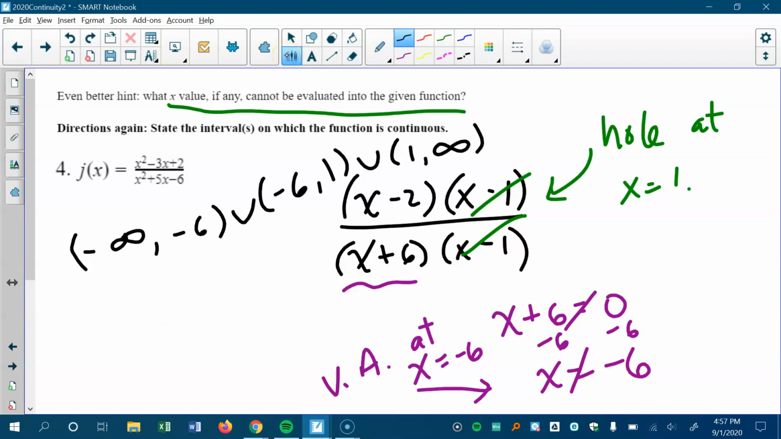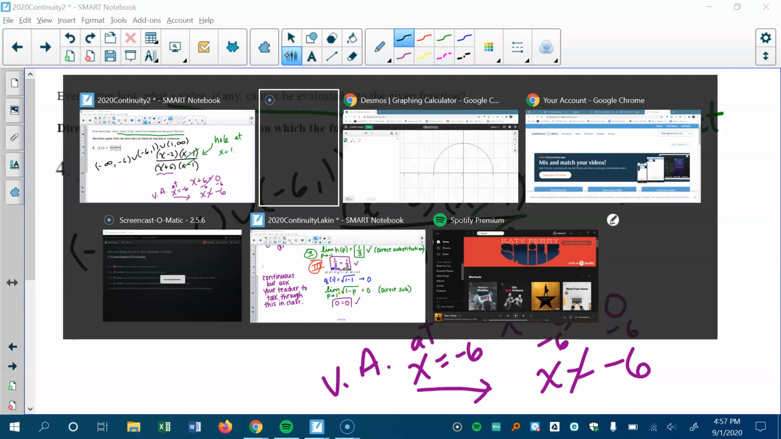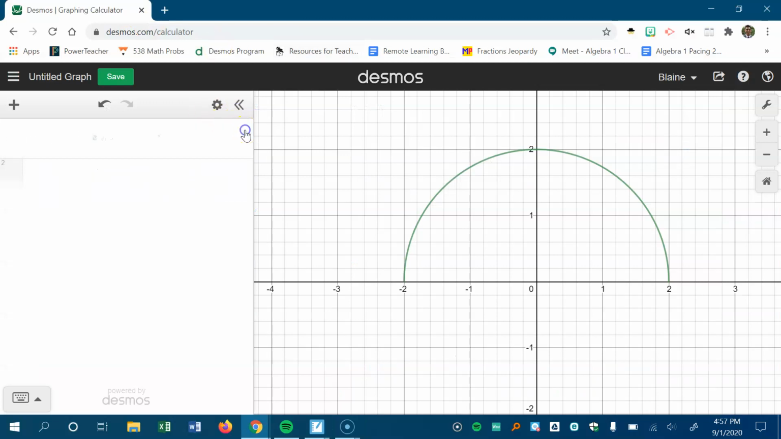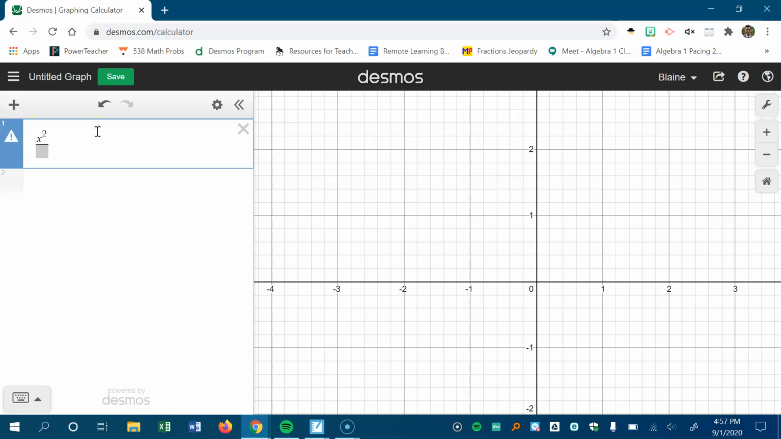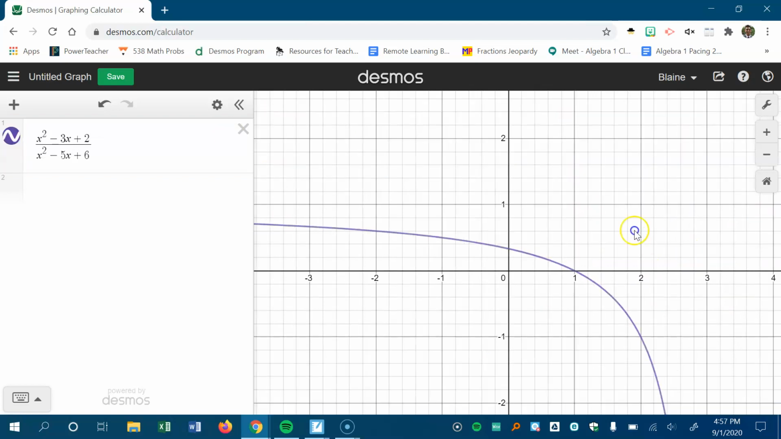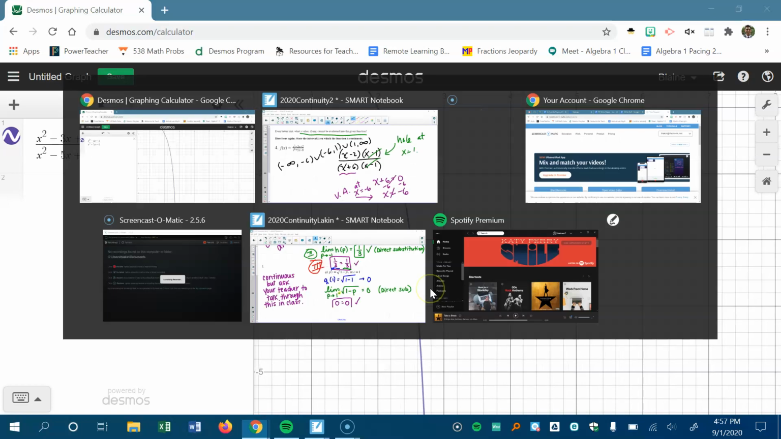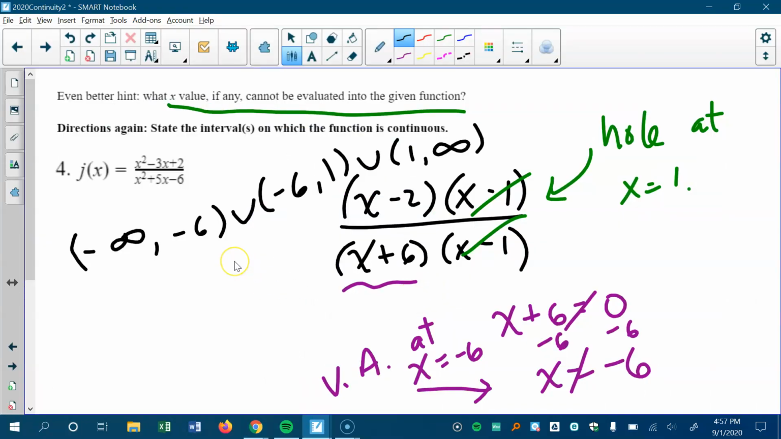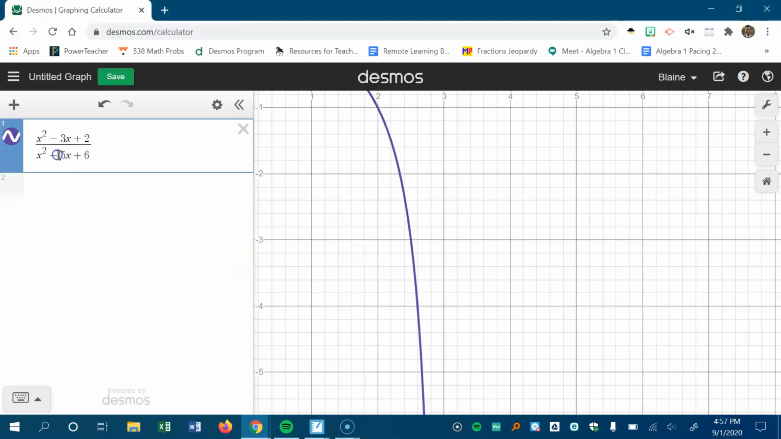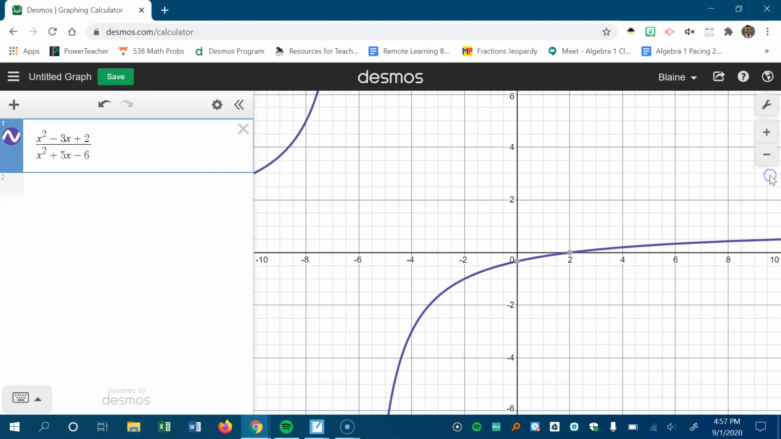Let's go to number 5. And let's just check our answer with Desmos, since that's what we are doing. We have x squared over x squared minus 5x plus 6. Okay, it looks like x cannot be equal to 3. Hopefully I entered this equation correctly. Oh, nope, did not enter the equation correctly. I wasted your time. I am so sorry. Let us try that again.